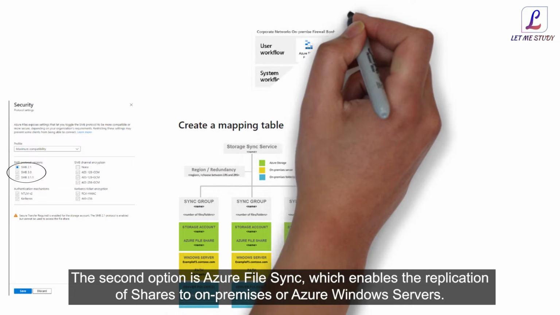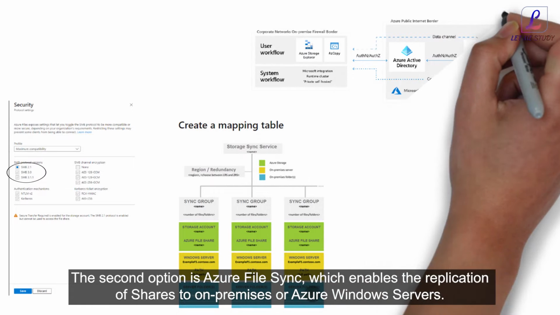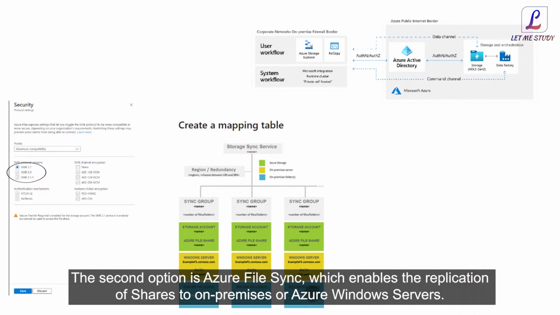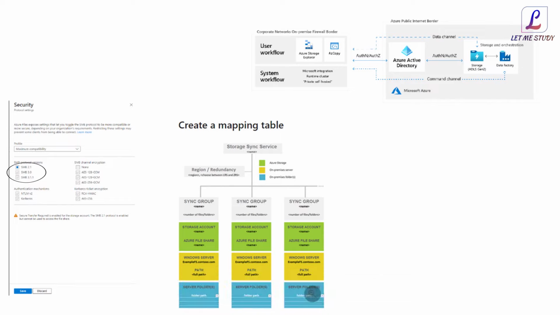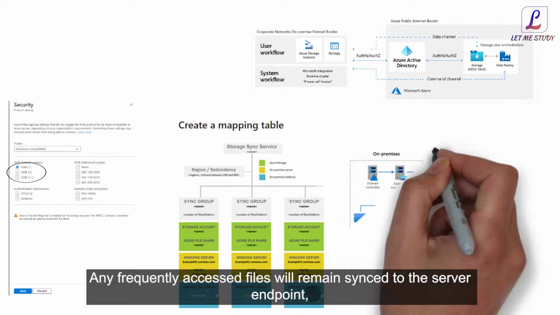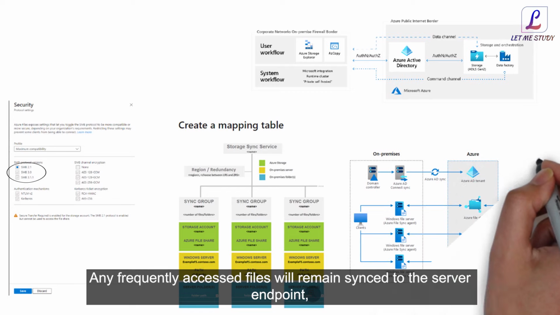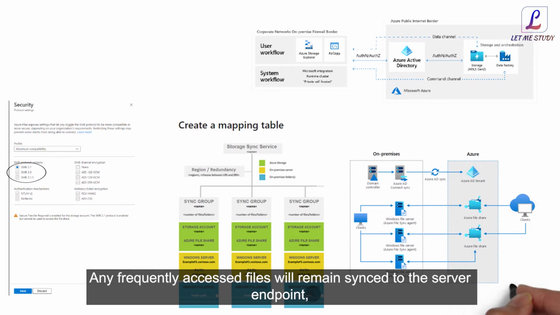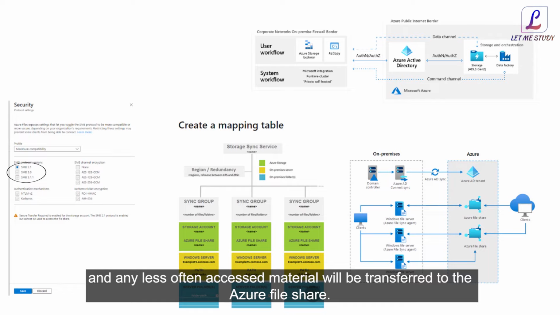The second option is Azure File Sync, which enables the replication of shares to on-premises or Azure Windows servers. Through the Windows server, our users can access the file share such as the SMB or NFS share. Any frequently accessed files will remain synced to the server endpoint, and any less often accessed material will be transferred to the Azure file share.